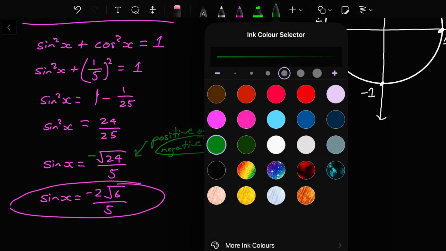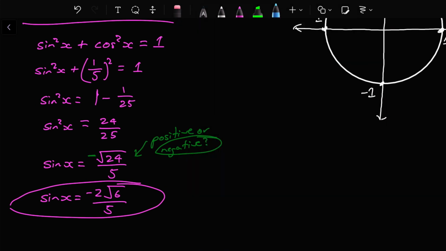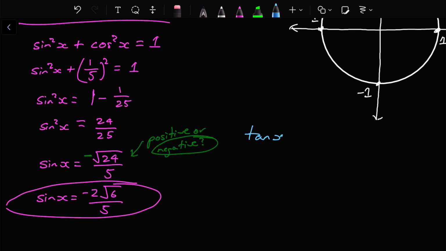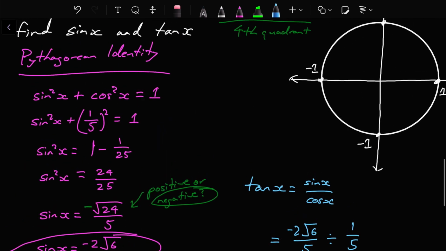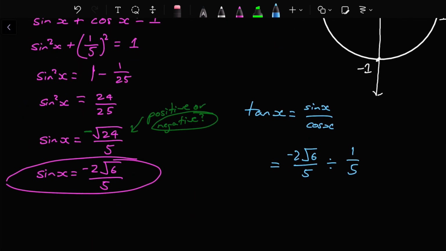And then we'll do tan x. Tan x is just sine x over cos x, right? Tan x is equal to sine x over cos x, which is equal to, well, we know what sine x is, negative 2 root 6 over 5 divided by cos x, which was 1 over 5. Yep, great. Which means that if we remember KFC, flip our fractions, we get negative 2 root 6 times 5 over 1 times 5, which is just equal to negative 2 root 6.